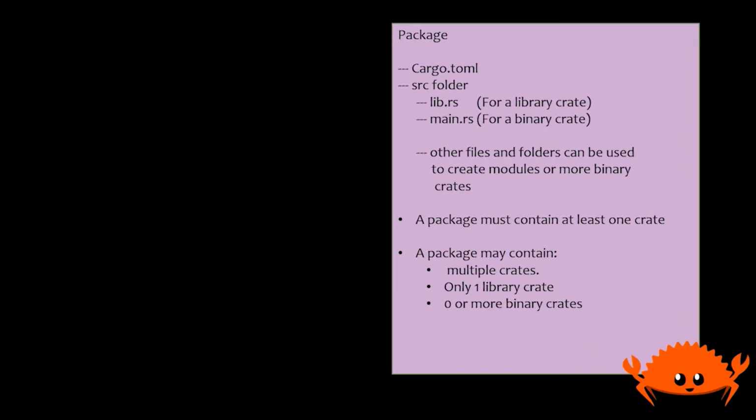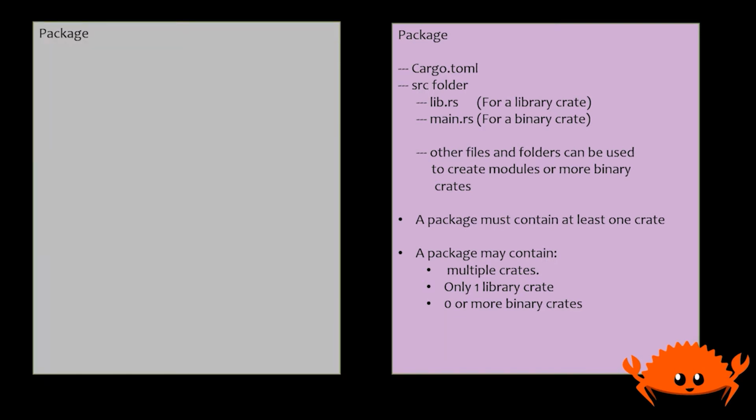A package at the top level contains a cargo.toml file and a source folder with source files in it. A package must contain at least one crate, and we'll talk about what a crate is. A package may contain multiple crates, but only one library crate and zero or more binary crates. And we'll talk about the difference of those two.